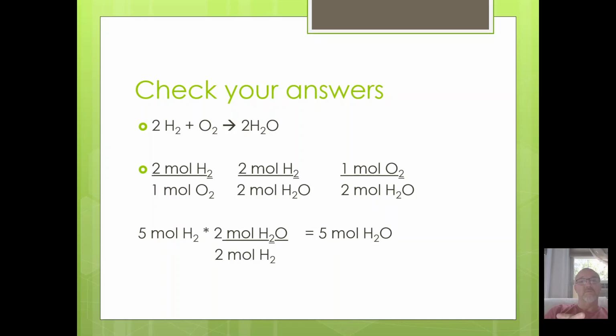So, if I'm starting with 5 moles of H2, in this case it's a 2 to 2 ratio, water to H2, which means it's a 1 to 1 ratio. So, I'm going to end up with 5 moles of water.